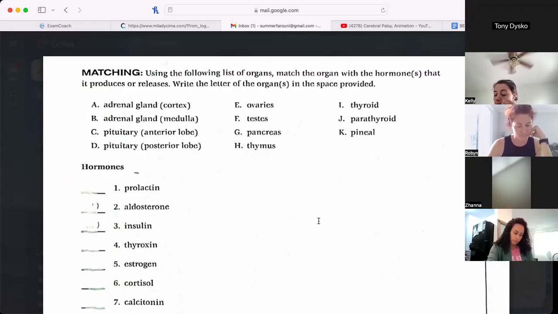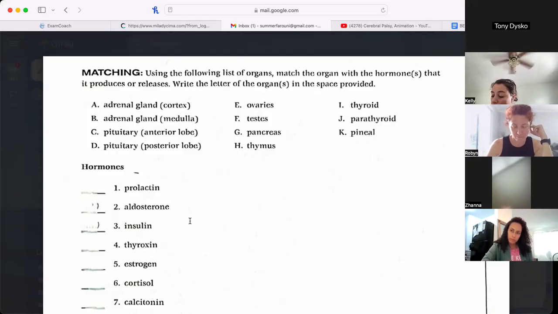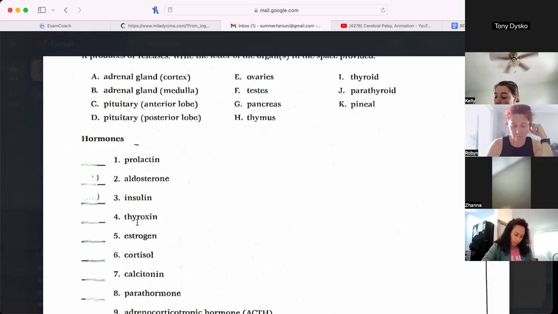Okay, aldosterone. Adrenal cortex. Correct. All right. Some of them are very easy. Some of them are like you never heard of. So doing great. 3, insulin. Pancreas. Correct. Thyroxine.